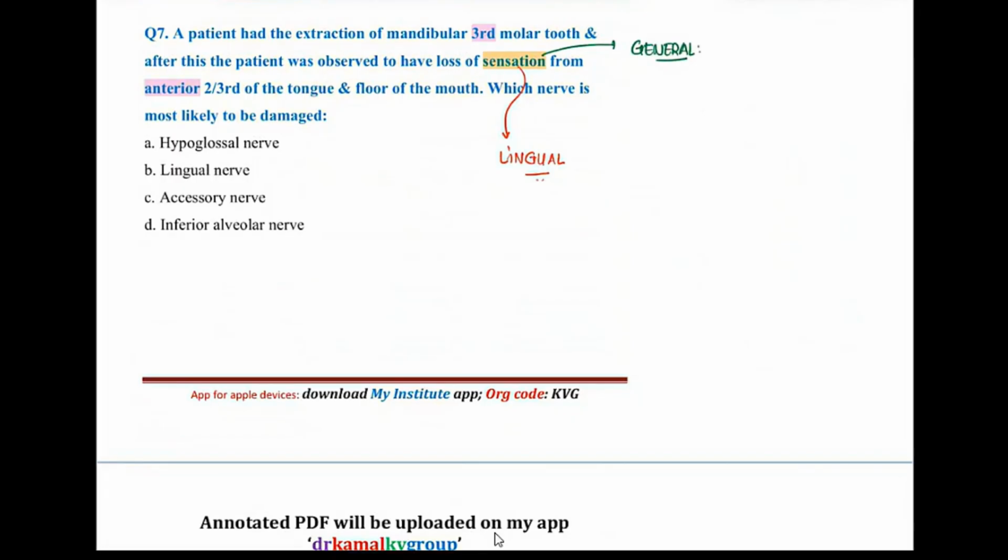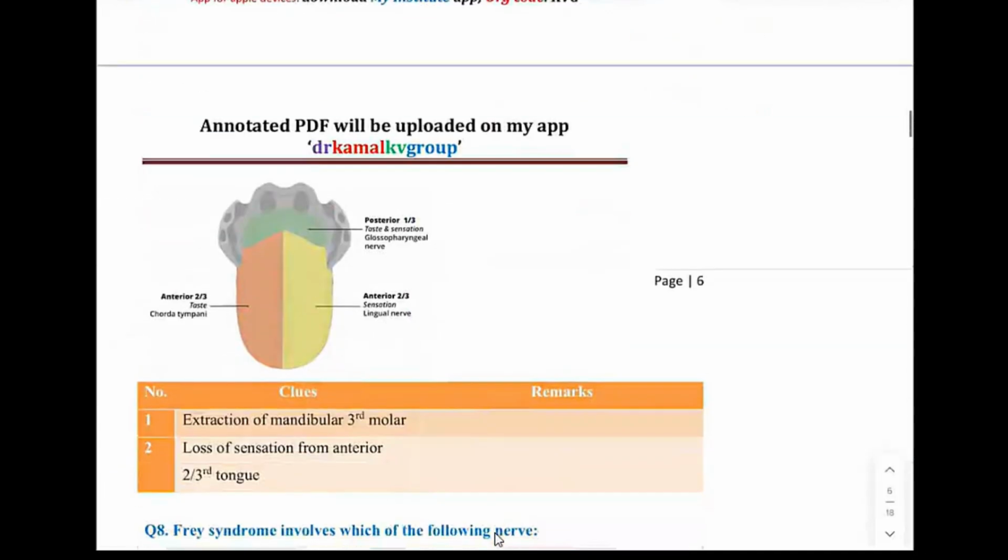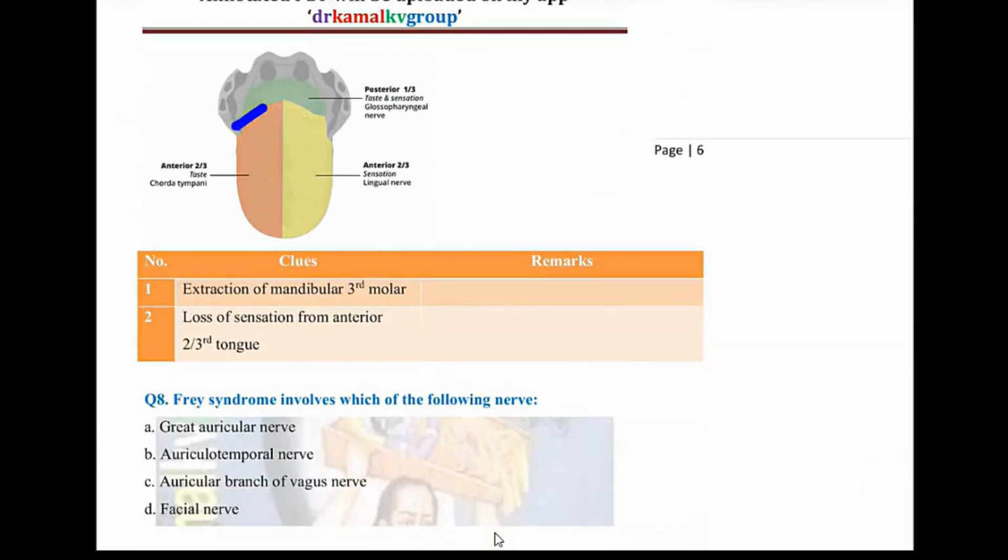And when we say general sensations, what we mean? Cold, hot, right? So these are the general sensations which are carried by the lingual nerve. So if there is loss of sensations, general sensation from the anterior two-thirds, it means the lingual nerve is paralyzed. Okay? So we can say this is anterior two-thirds of the tongue, right? This is the anterior two-thirds of the tongue, and this is the posterior one-third of the tongue.